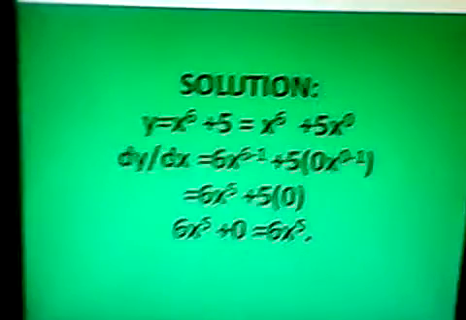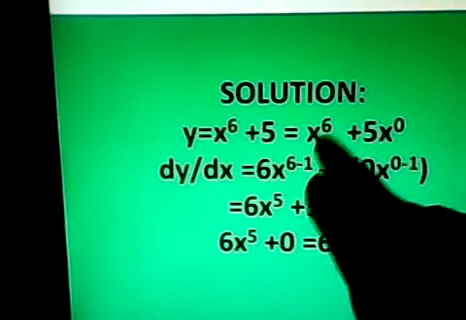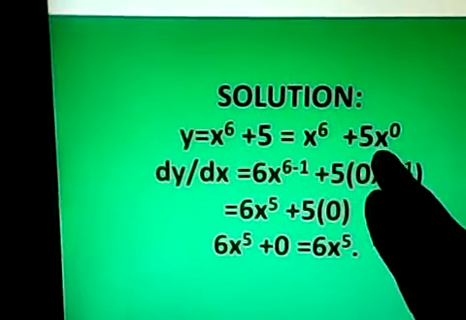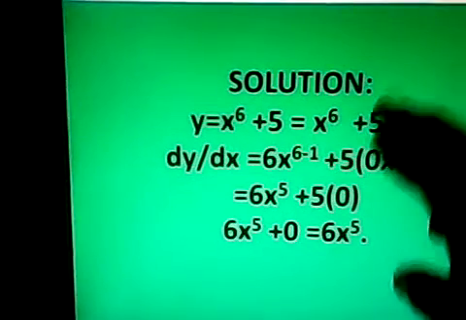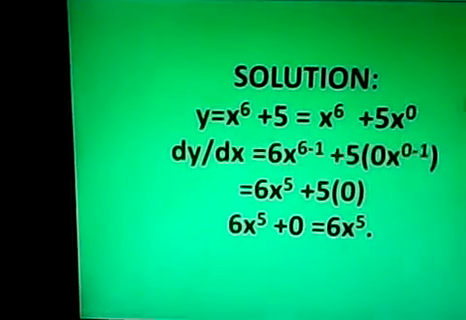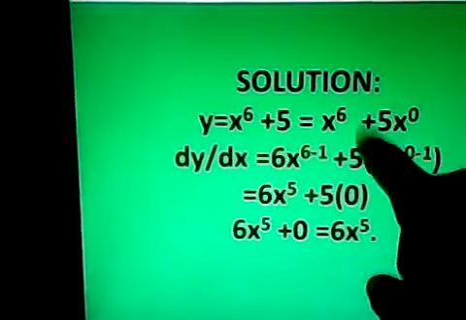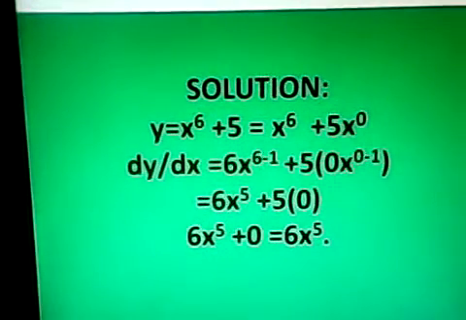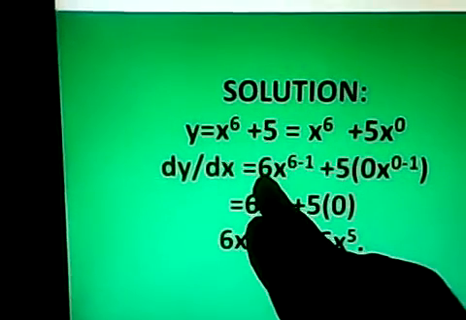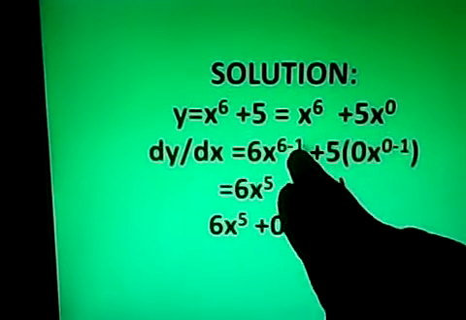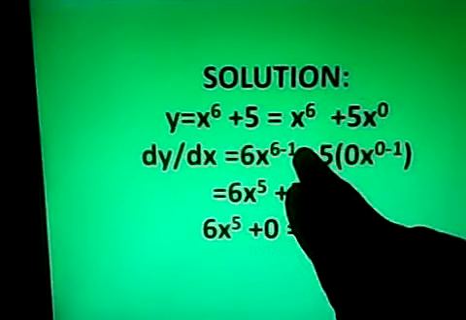Now you can see the y equals x to the power 6 plus 5 here changes to 5x to the power 6 plus 5x raised to the power 0. The x raised to the power 0 is 1 because from indices, anything raised to the power 0 is 1. We are writing x to the power 0 there just to make our differentiation easy. And the power 6 will come forward here. That's 6. Then x will be 6 minus 1. That is, the new power is equal to the old power minus 1.